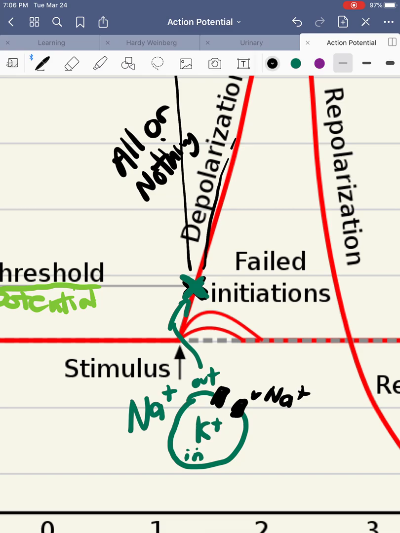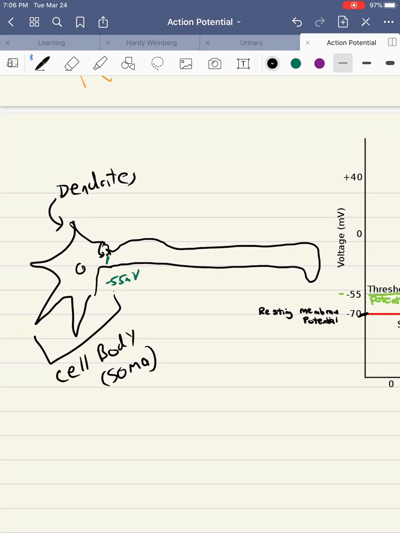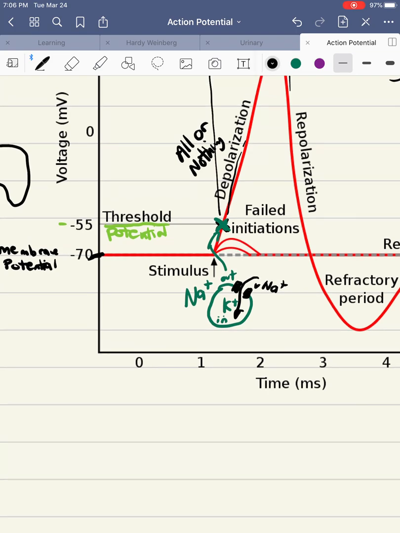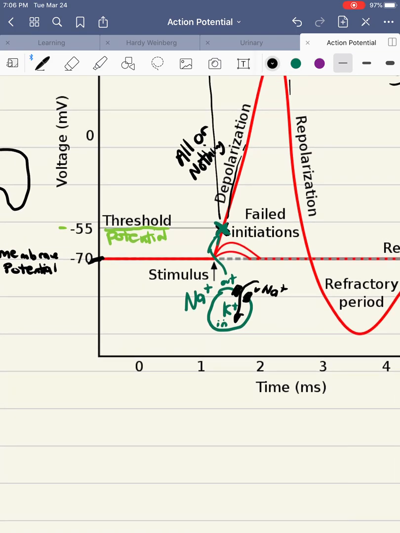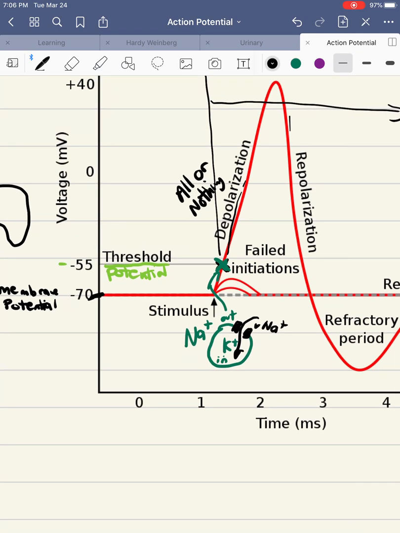And this here is occurring at the axon, right over here. It's occurring right over here. What's going to happen? Well, sodium's going to rush into the cell. And if sodium is going to rush into the cell, sodium is positively charged. What do you think will happen to the inside of the cell? Will the inside of the cell become less negative or more negative? It's going to become less negative, right? Because you have positive charge going into the cell.